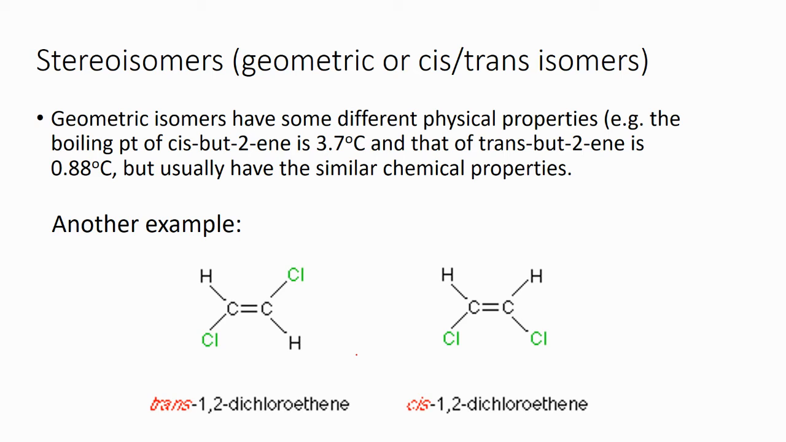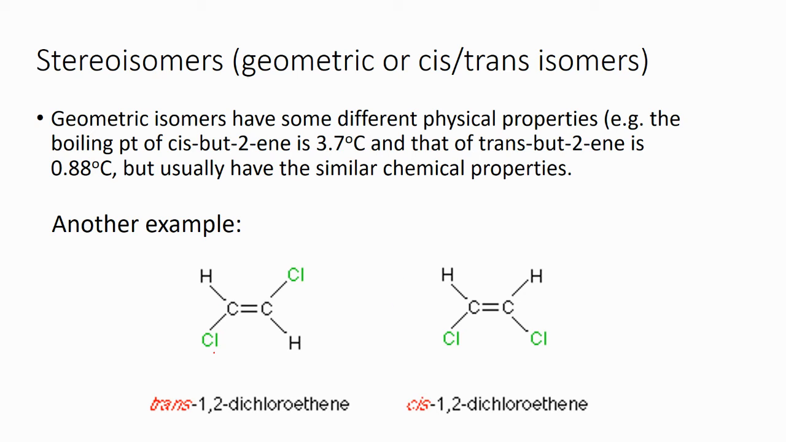Geometric isomers have different physical properties. For example, the boiling point of cis-butene is 3.7 degrees centigrade, and that of trans-butene is 0.88 degrees centigrade. So they've got different boiling points because the molecules interact differently. However, they usually have the same chemical properties, undergo the same chemical reactions.